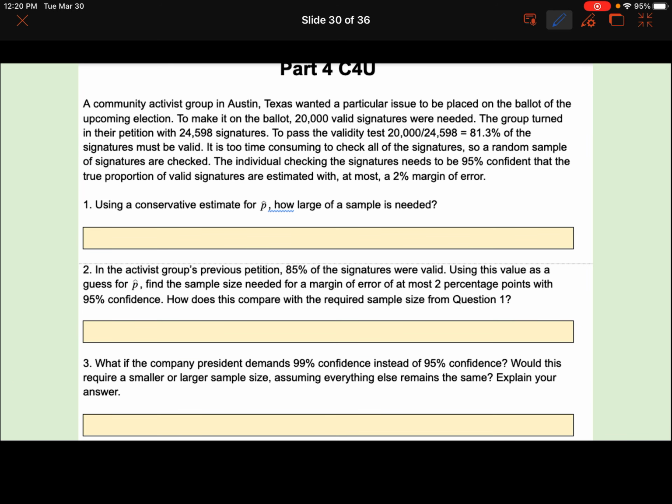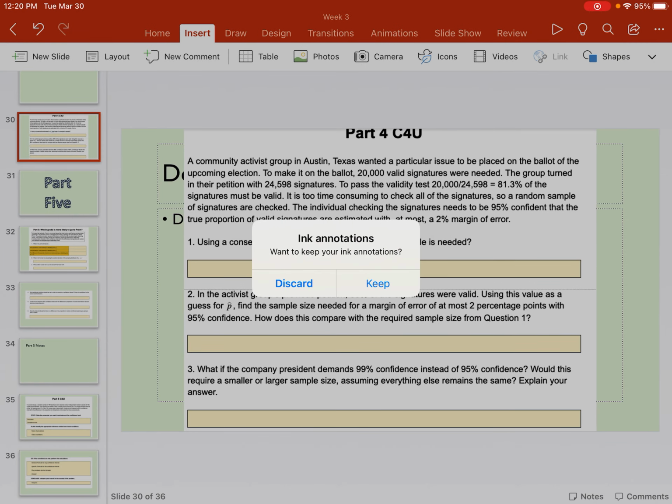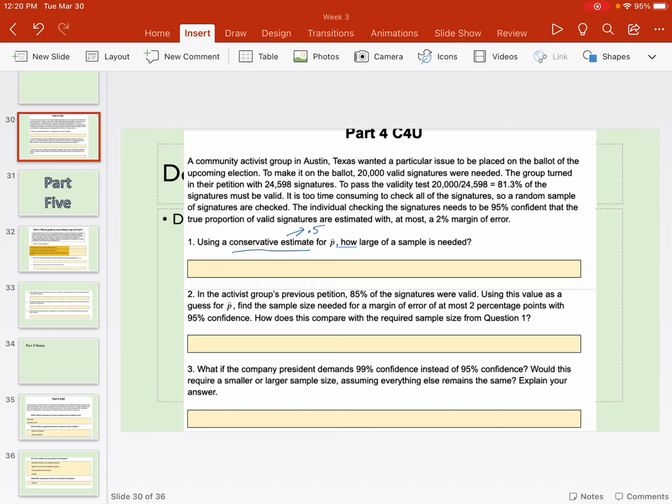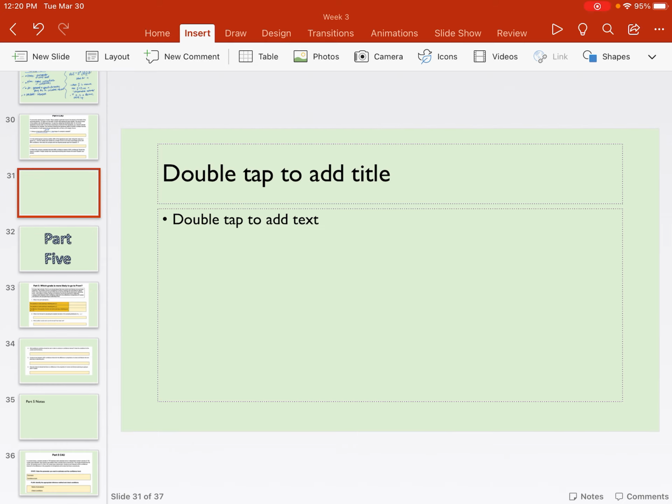All right, so for question 1 here, it's asking us, okay, using a conservative estimate. So in our notes, we know that means we're going to use 0.5 for our P hat. And we're trying to figure out, okay, how large of a sample do we need? So I really just need to have one problem per slide. That would just make my life a lot easier. All right, so this is check for understanding number 1.